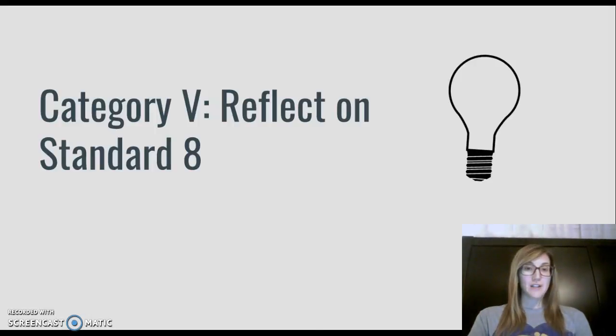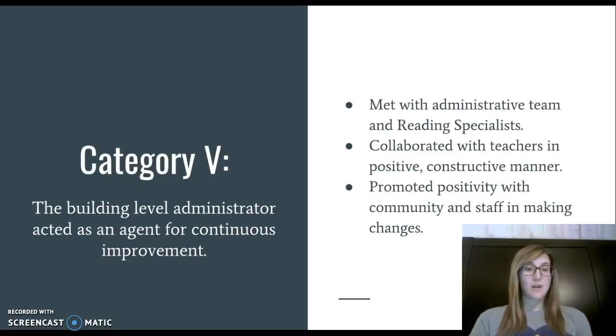Category 5, reflect on Standard 8. So as the building level administrator, I felt like I acted as an agent for continuous improvement by meeting with all of the administrators and reading specialists in our district, and then collaborating with the teachers in a positive and constructive manner, and promoted positivity with the community and staff in making all of these changes necessary.